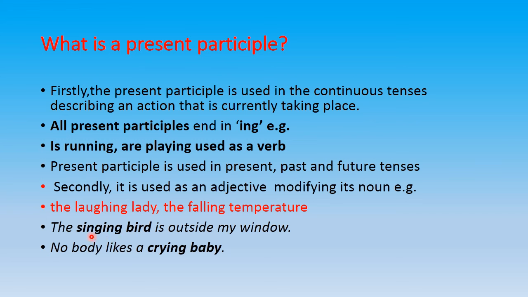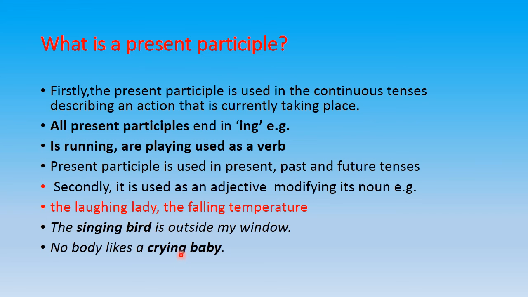Look at these examples. The singing bird is outside my window. Here the singing bird is used as a present participle as an adjective. Nobody likes a crying baby. Here crying is also modifying its noun baby, so in this sentence it is also used as a present participle.